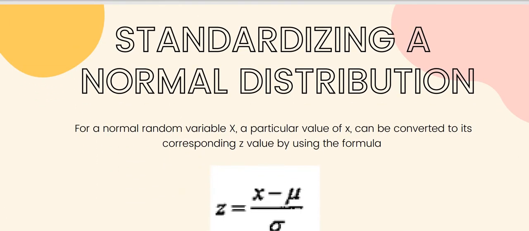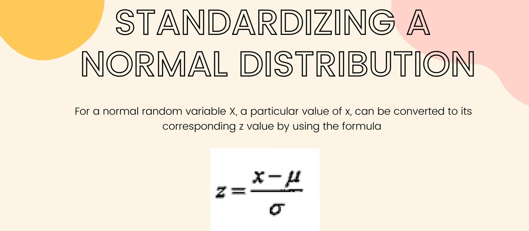Alright, so now we go to the last slide. We want to standardize a normal distribution. So what does it mean to standardize a normal distribution? For example, the question gives you a normal distribution and asks you to standardize or to transform. The transformation from normal to standard normal, we call standardizing. So we want to change from a normal distribution to a standard normal distribution.